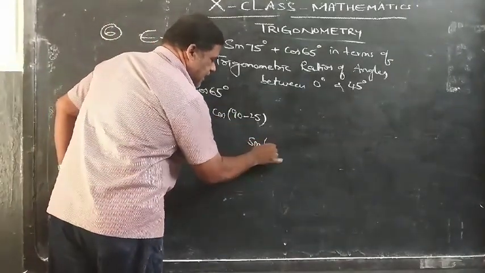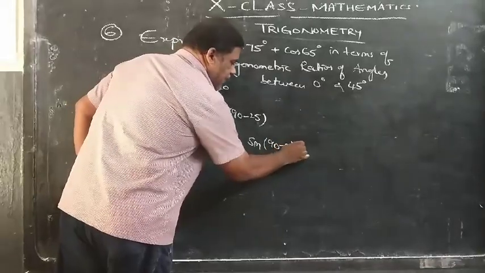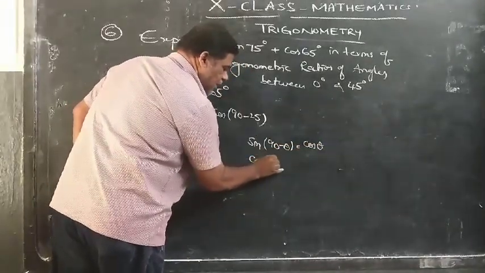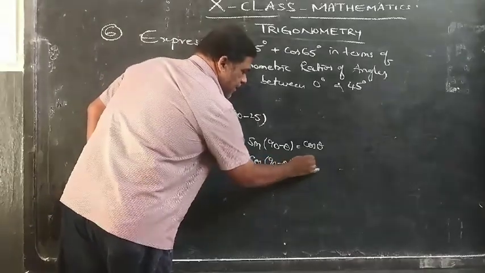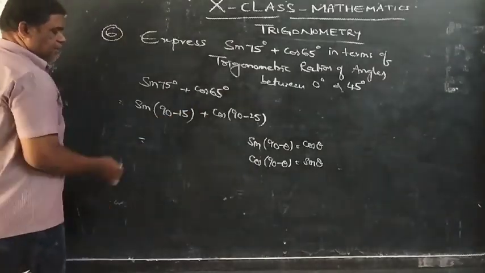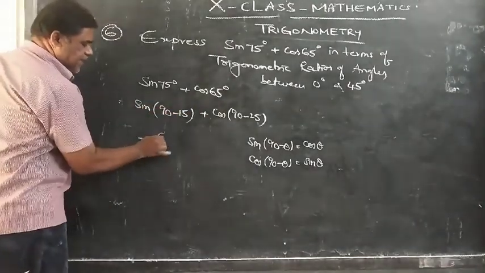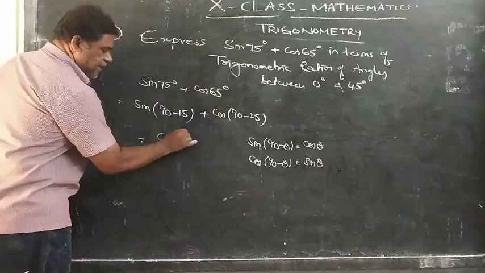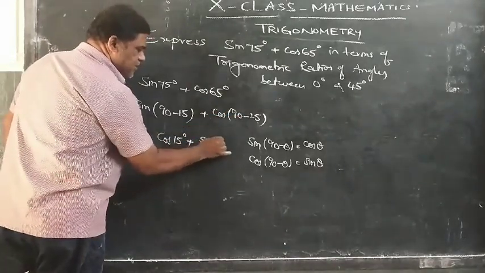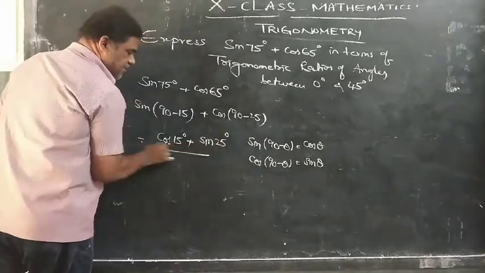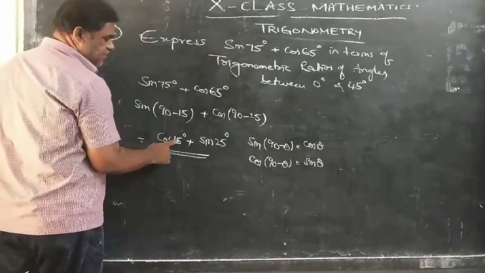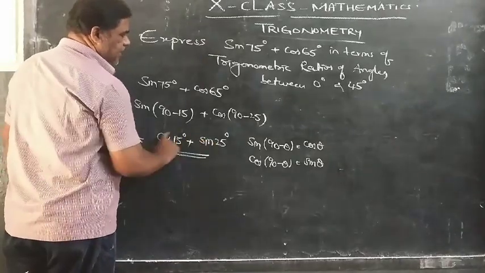Now both are in the standard form. Sin 90 minus theta is cos theta, and cos 90 minus theta is equal to sin theta. Therefore, using that formula, sin 90 minus 15 is cos 15 degrees. Cos 90 minus 25 is sin 25 degrees. Like this, 75 and 65 are expressed as 15 and 25, below 45 degrees.